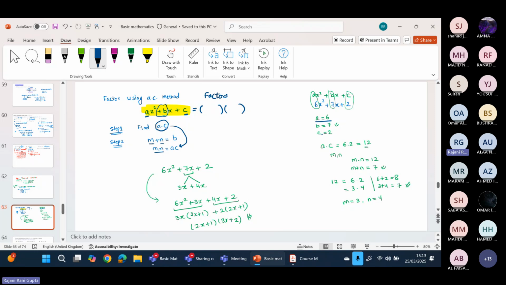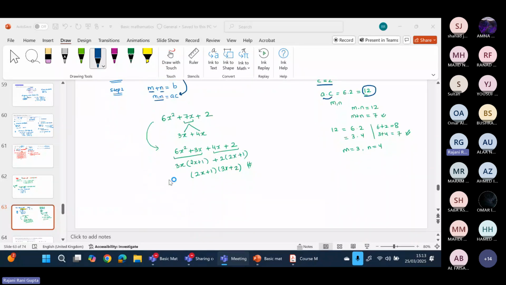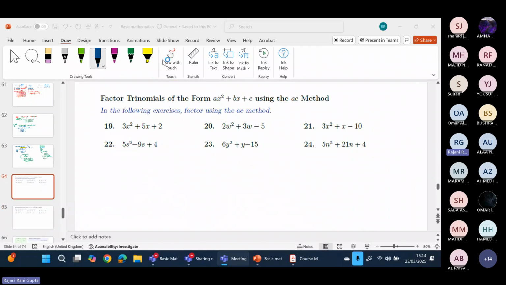We compared to get the value of A, B, and C. We multiplied A and C to get 12. Okay, and once we get 12, we try to make the factors of 12 in such a way that when we add those two factors, we get 7. Let's take another example because I know it's not that much clear yesterday. So let's do this. Okay, so when you have a question, you compare your question with ax square plus bx plus c.